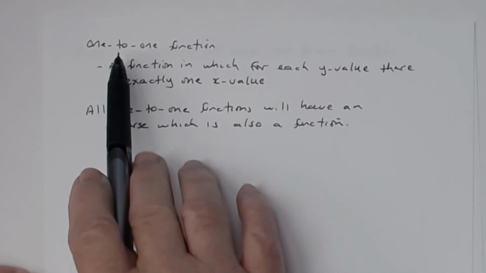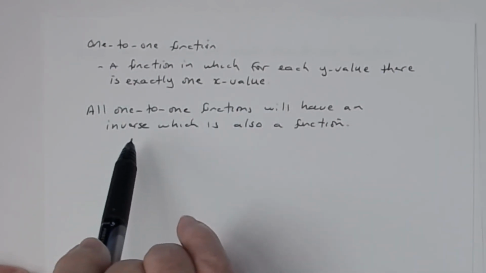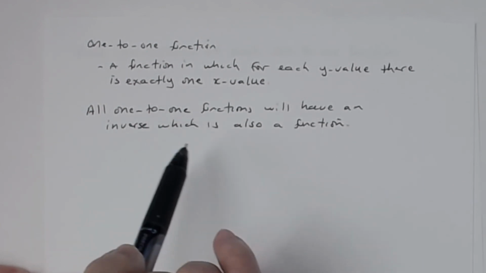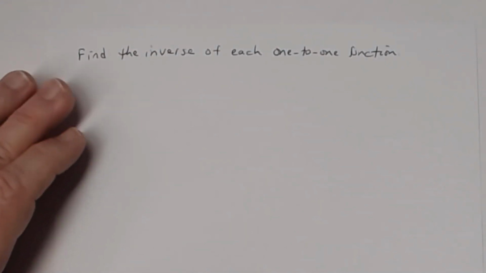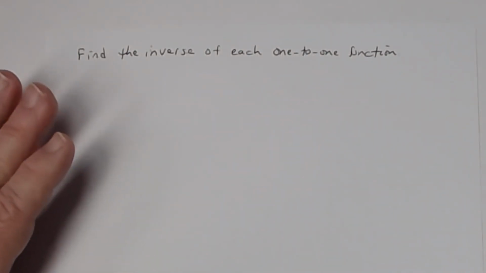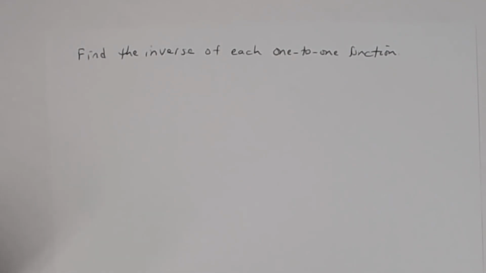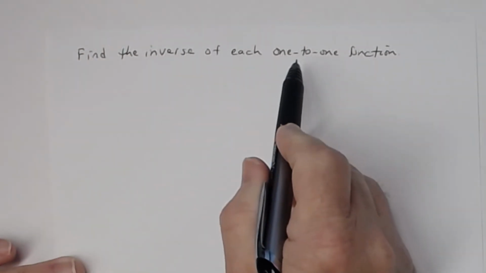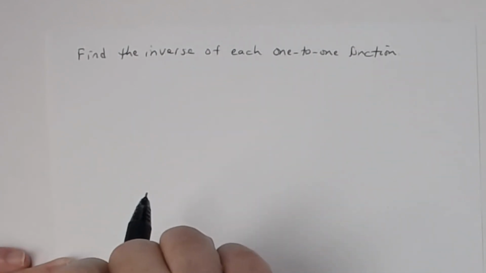And it turns out that if you have a one-to-one function, then you can find its inverse. And that inverse will also be a function. All right, so you learned about that in a previous lesson. And what you want to do in these problems here is find the inverse of a one-to-one function. Now, since you're told that these are one-to-one functions, you can automatically find the inverse.